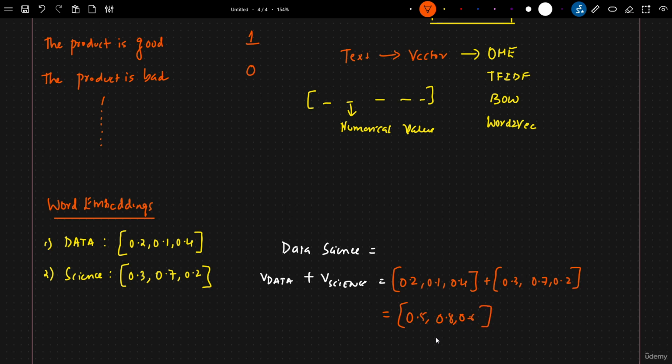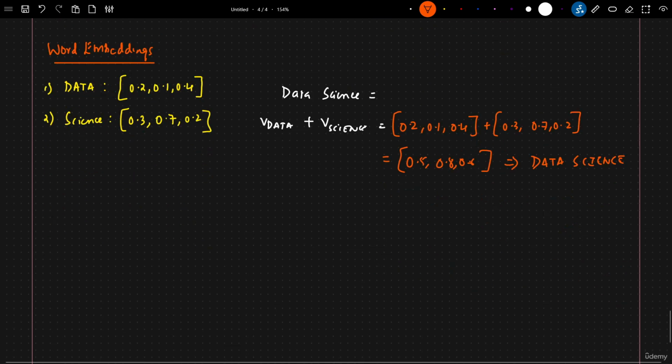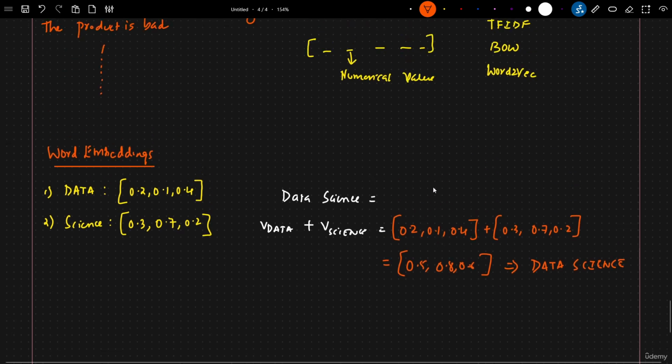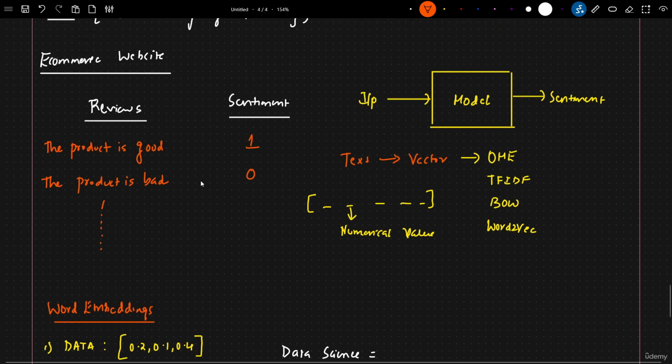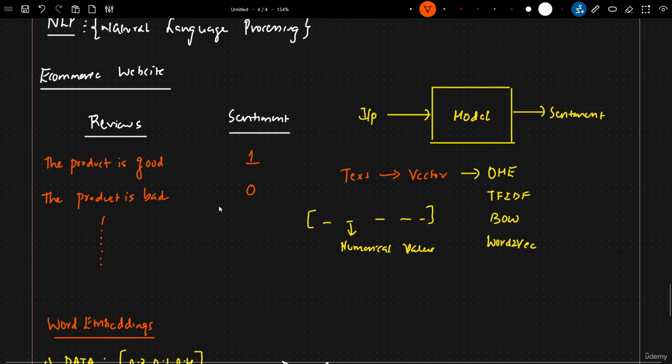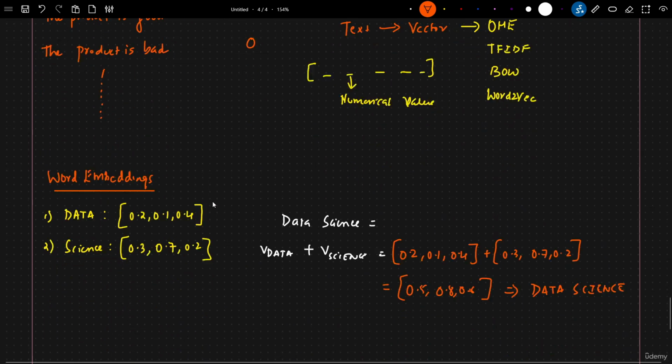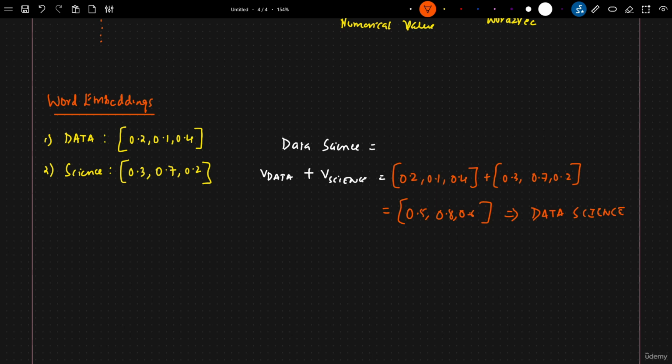Now, why am I doing this? At the end of the day, I'm creating a vector representing the phrase data science. Initially, data and science were separate. This final vector captures the entire meaning of data science with respect to their embeddings. So it represents the context of the entire phrase data science. That is what word embedding is about. There are a lot of different techniques we use to convert words into vectors, but we definitely perform operations similar to this.